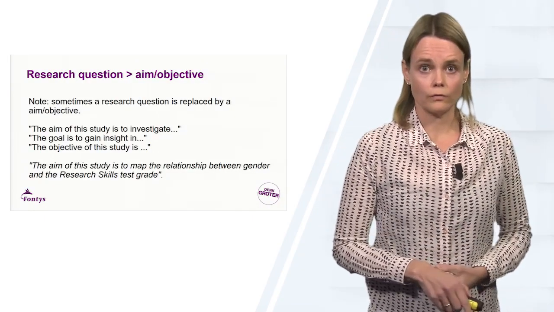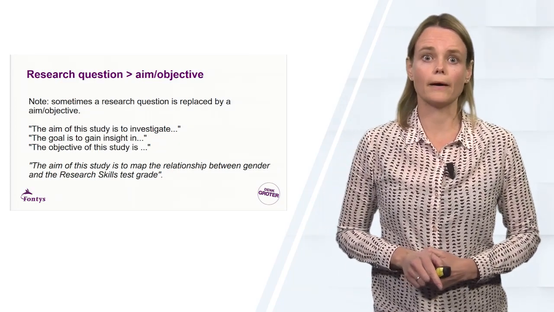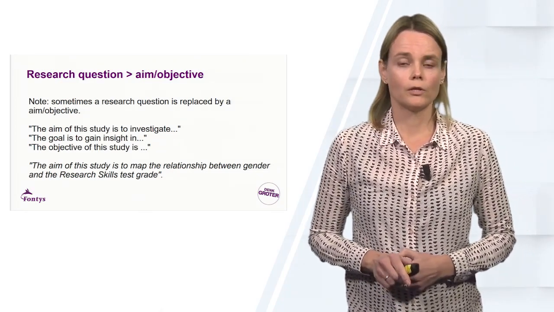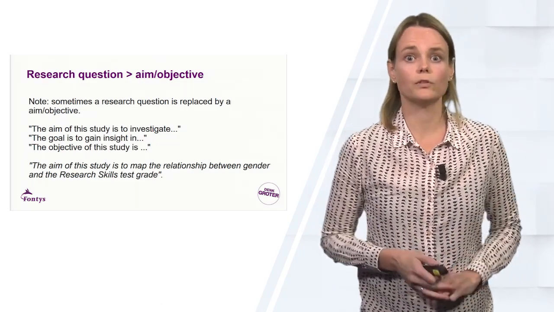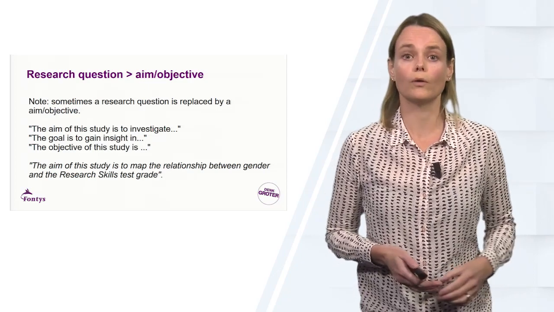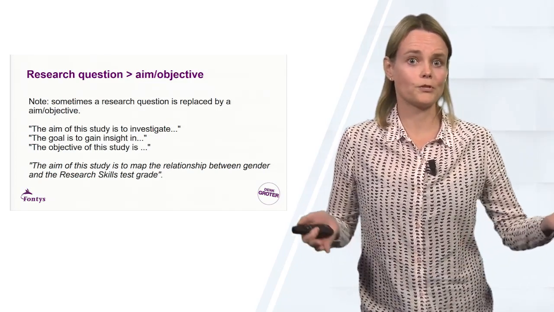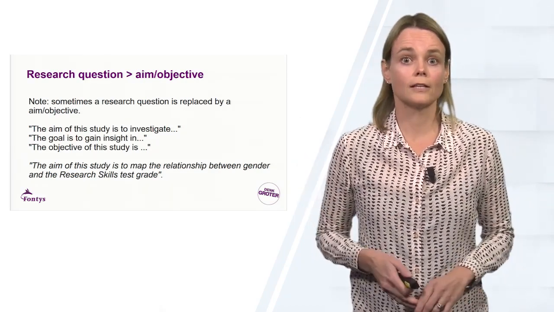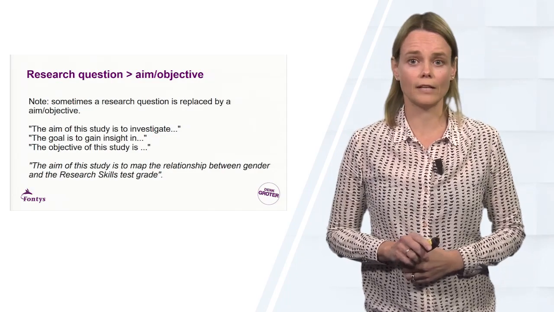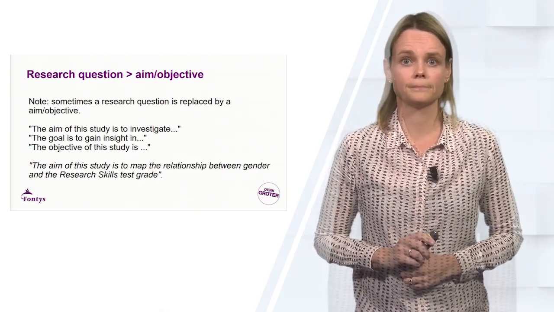Sometimes in scientific articles, a research question is replaced by an aim or an objective. So then you don't read the term research question, but you'll read the aim of this study is to investigate, or the goal is, or the objective of this study is. An example of such an aim could be, in this context, the aim of this study is to map the relationship between gender and the research skills test grade.